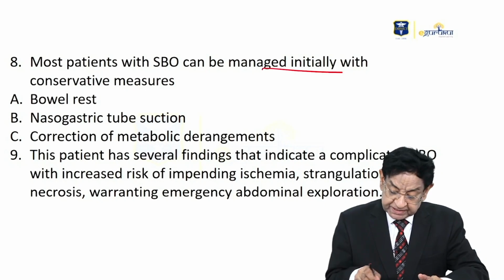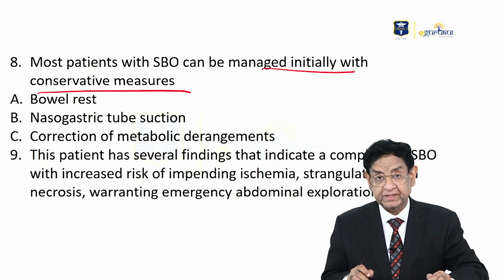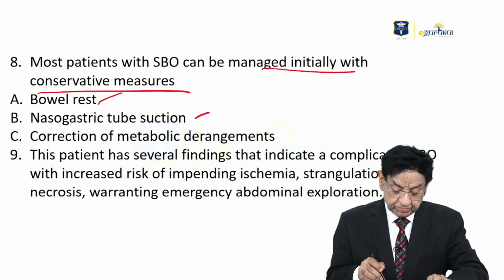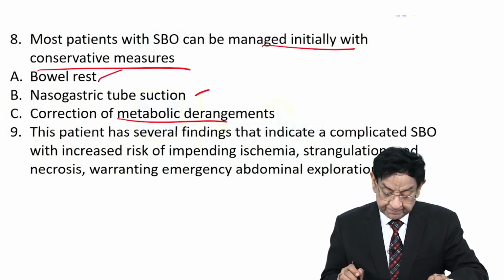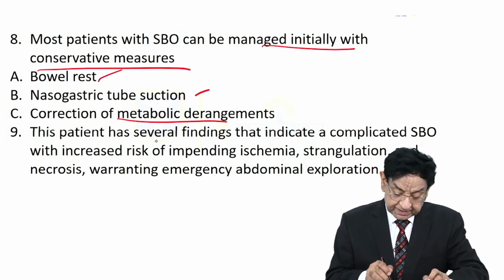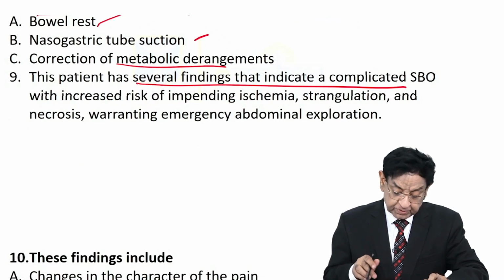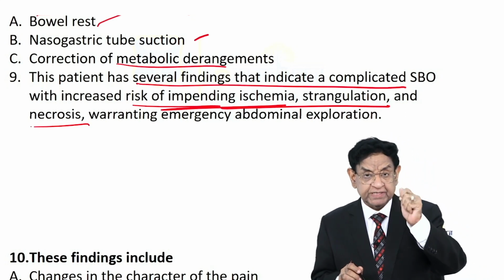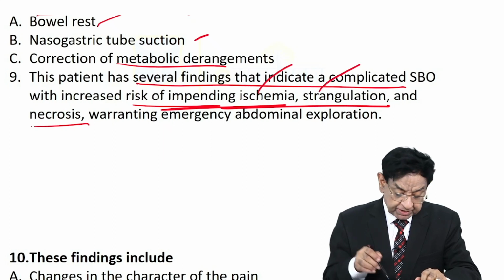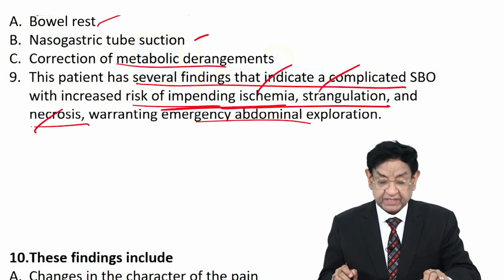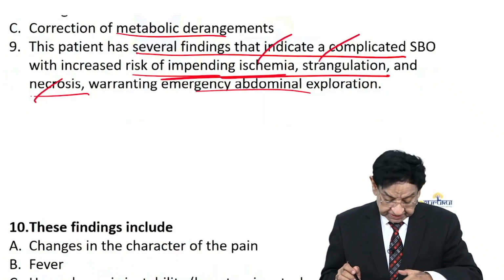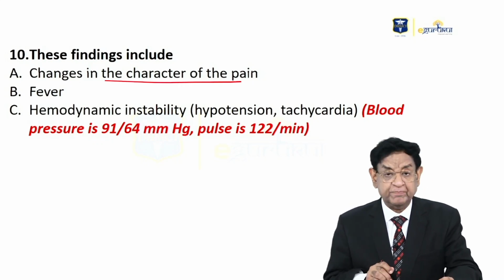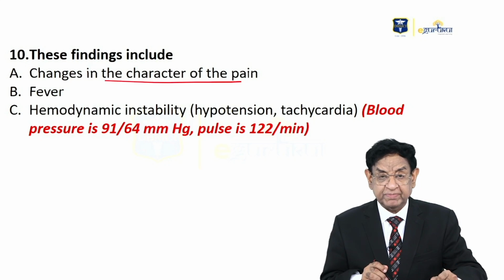Most patients can be managed initially with conservative measures. So how do we manage? We can go for bowel rest, nasogastric tube suction, correction of metabolic derangement. But our patient has several findings that indicate complicated SBO with increasing risk of impending ischemia, strangulation and necrosis. Because if the obstruction is not released, it can lead to ischemia, strangulation and necrosis, and that needs urgent exploration. Surgery is needed. Well, what are the findings which are favoring it? Change in character of pain. Initially, it was coming in waves, but now it's continuous.